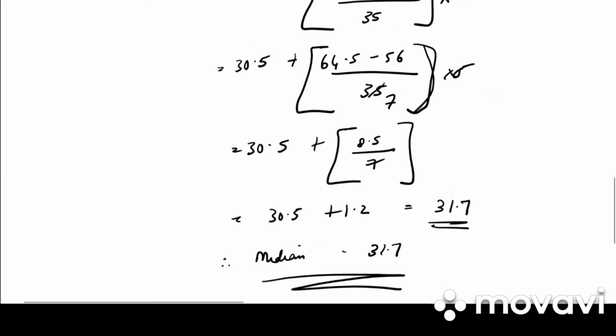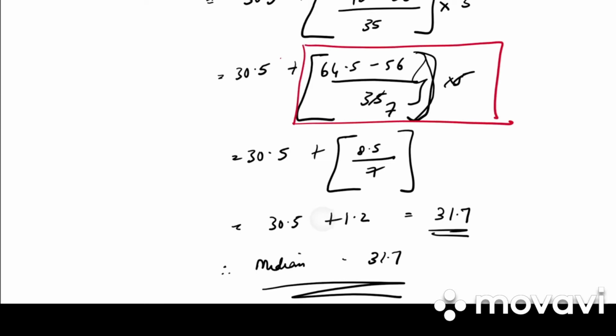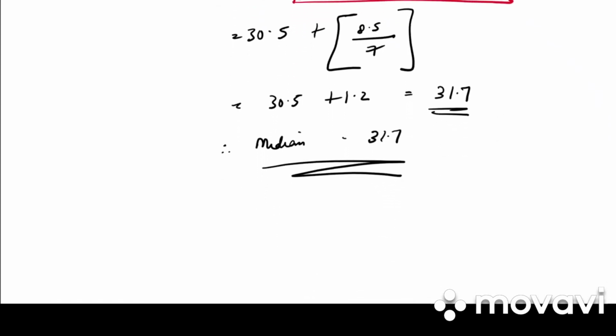You need to be very careful while dividing the decimals or dividing any number. Okay, you can first divide and then multiply by 5. That is also correct. But first always remember to substitute this part and then add whatever is the lower class limit. Clear?